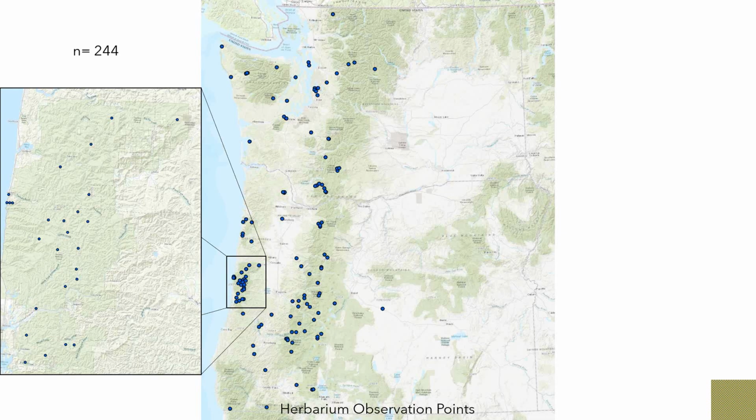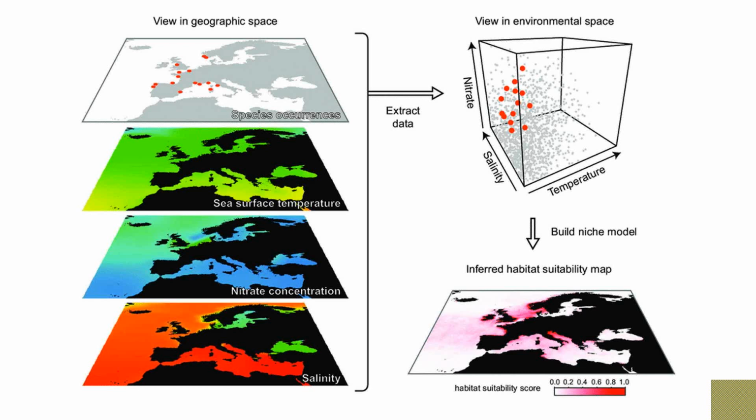Here you can see what the herbarium observations look like. There's 244 throughout the state, and we can use these points to create a species distribution model similar to this example. As you can see, we have species occurrence data and environmental predictor variables. The occurrence data can extract the environmental data, and then this is run through a regression software or a regression package where you find out the contributions of each predictor variable and output a suitability map from that.